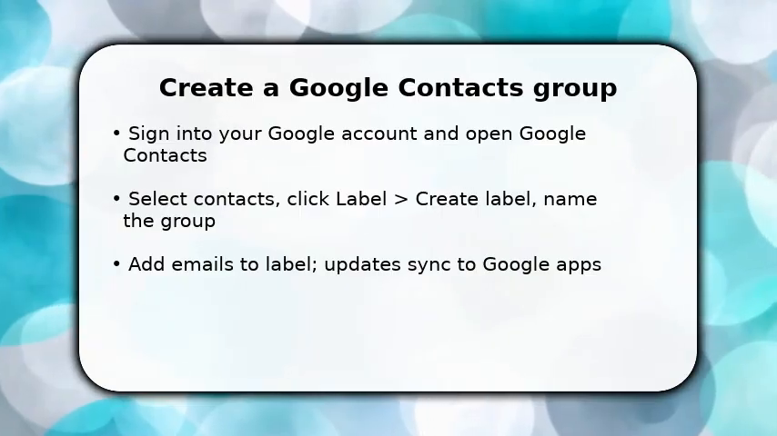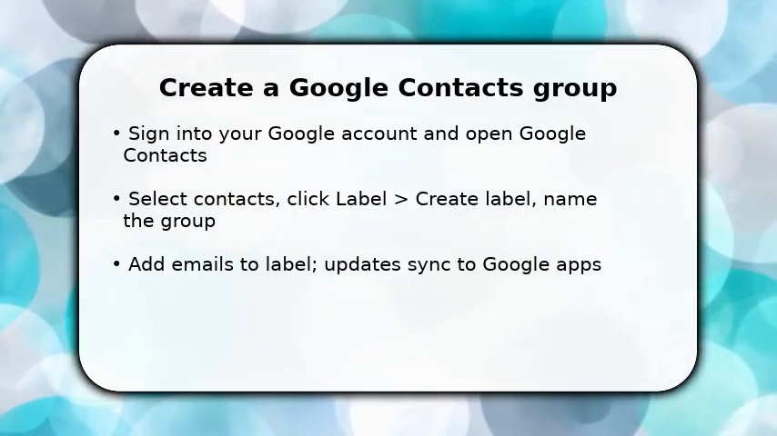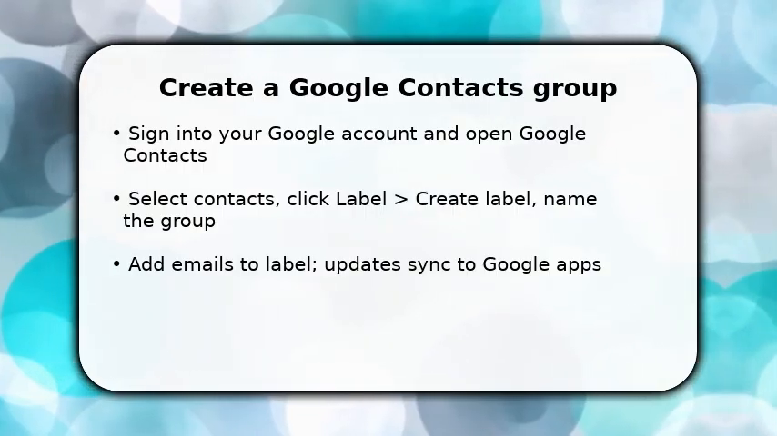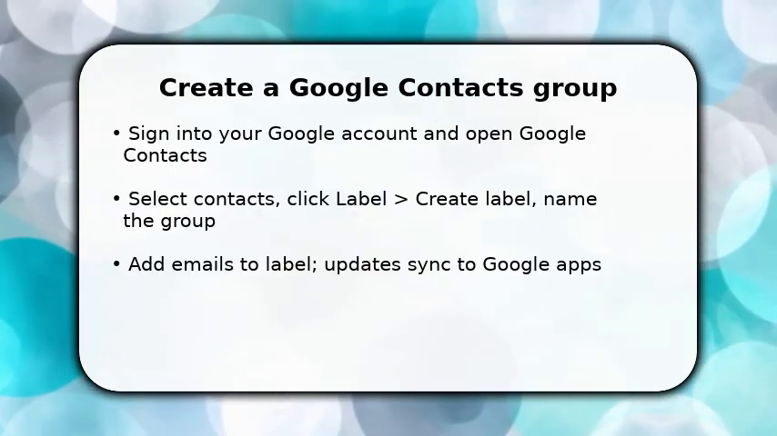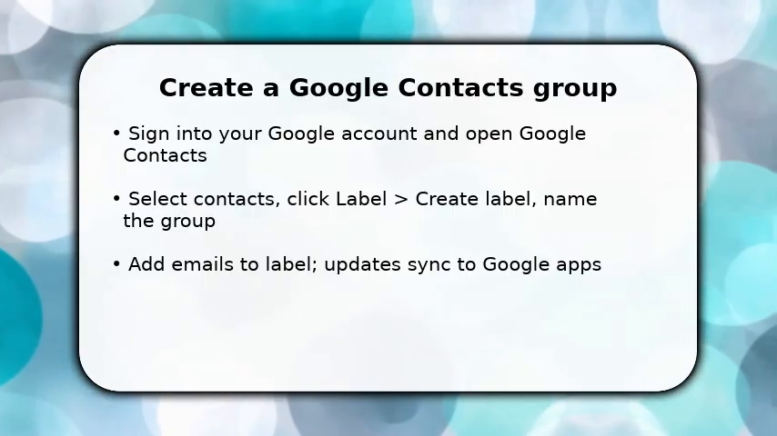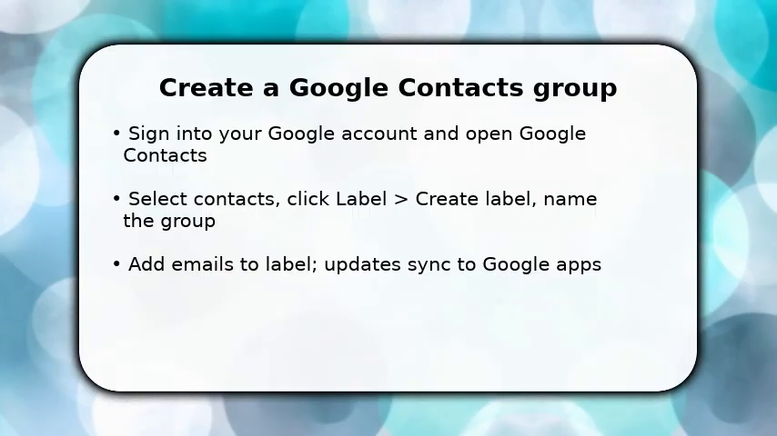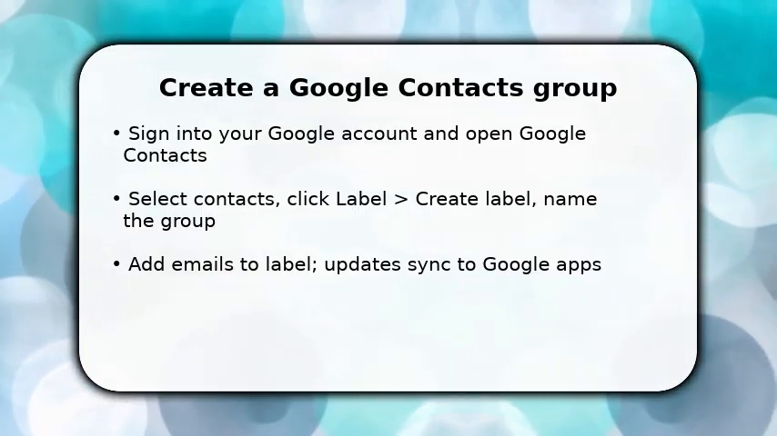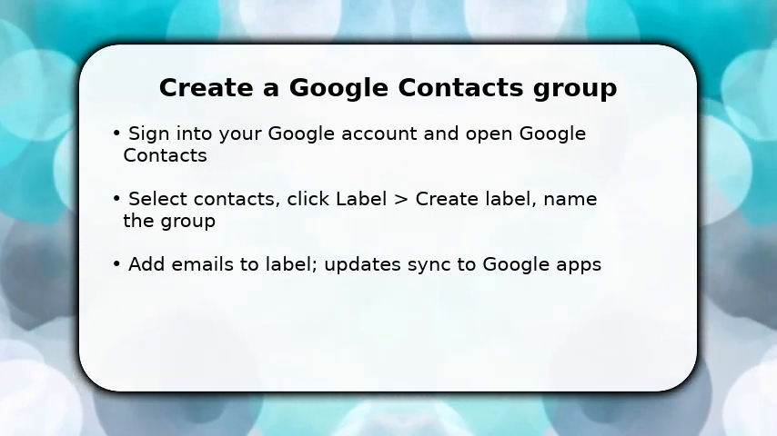You start by signing into your Google account and opening Google Contacts. Click or tap the contacts you want, then choose Label and create label to name your group. Once done, add or paste email addresses directly into that label so the list exists across Drive and other Google services. Make sure to include the exact emails members use for Google services, otherwise they won't receive access. This creates a reusable group you can select when sharing folders and files later.